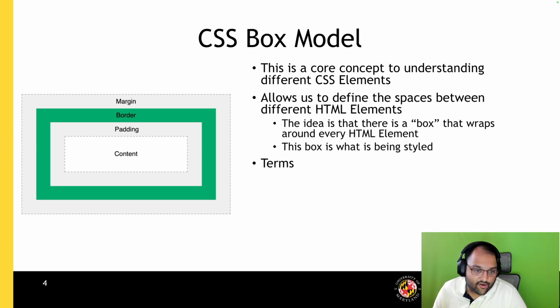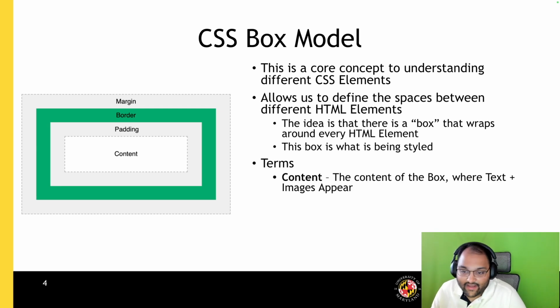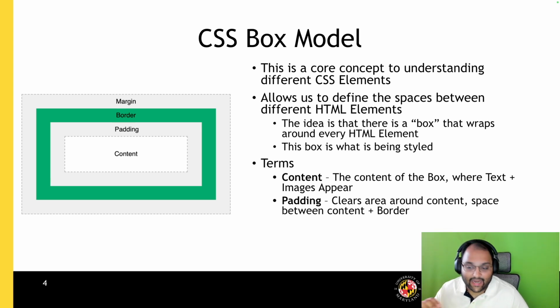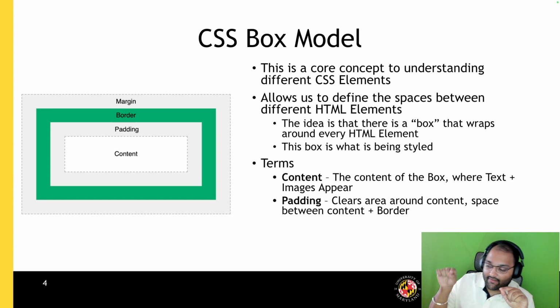So here are some common terms. First is the content. The content of the box is where all the text, images, all of those things appear. This is pretty much what we work with. So if you have paragraph tags, what's inside the paragraph opening and closing tags is the content. From there is the padding. Now, padding is interesting. Padding is basically the area right outside the content, and what this does is it clears area around the content and the border.